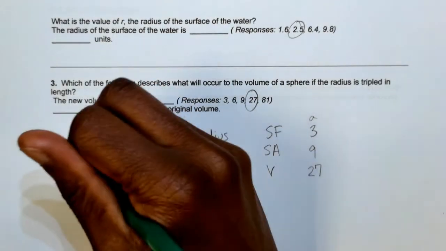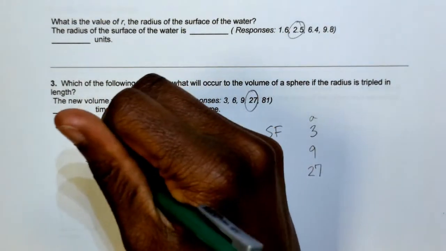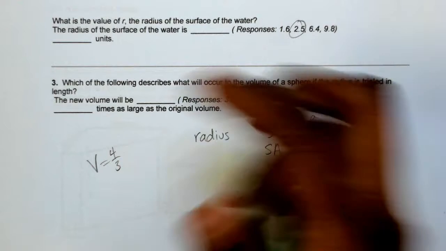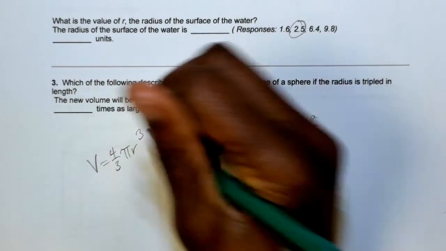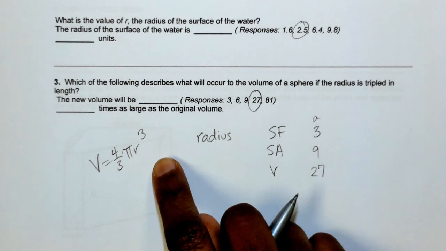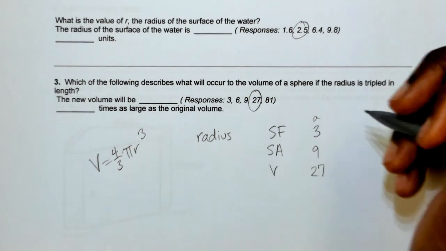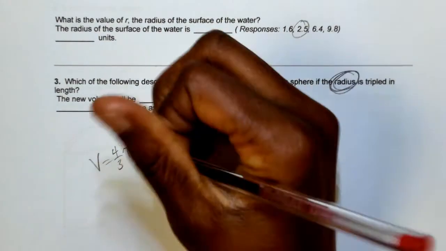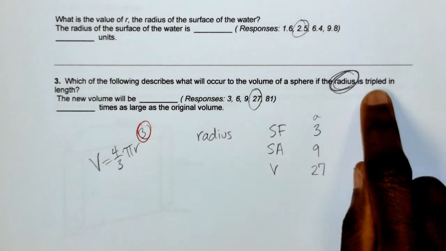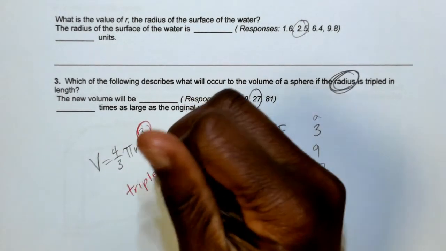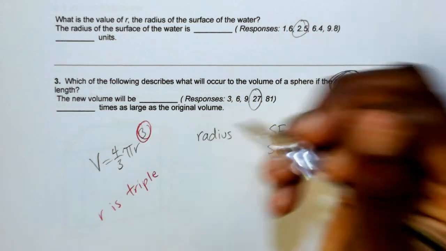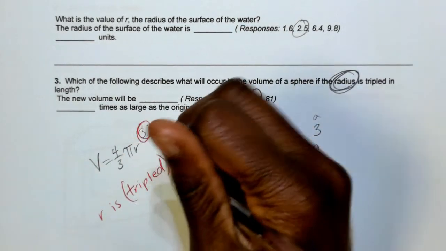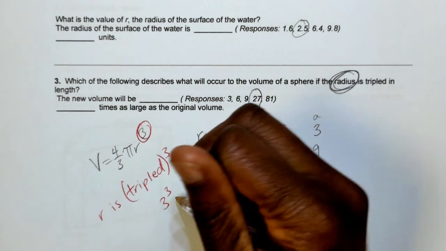The one tricky thing about volume is that if the volume is made up of multiple things besides just the radius, then you want to see if just the radius is tripled, then what the effect is. So the formula for volume of a sphere is this, and you're looking to see what is happening to the radius in the formula. So in the formula, the radius is cubed. So if we triple the radius, because the radius is cubed in the formula, you would cube the effect. So you would do 3 cubed, which is 27.